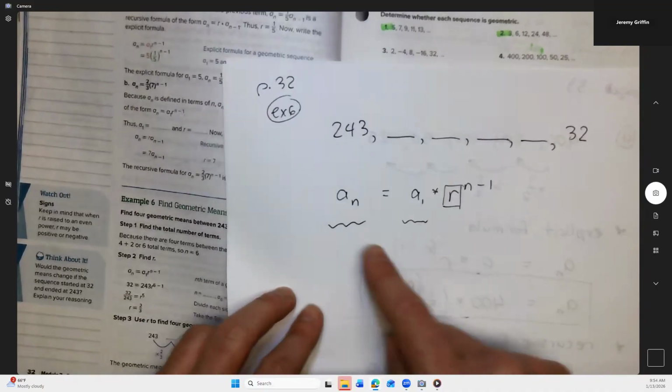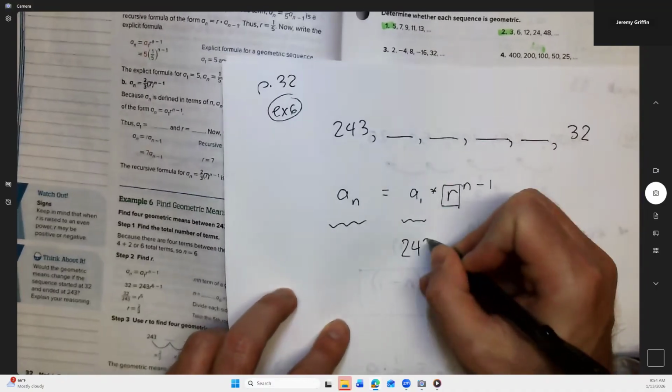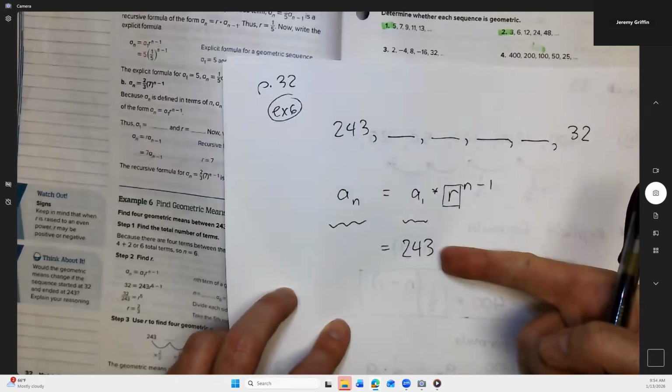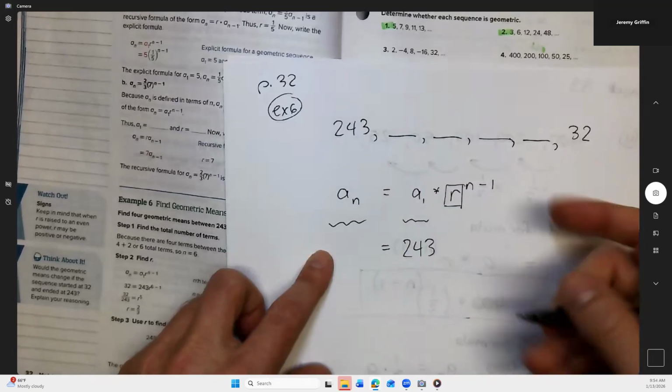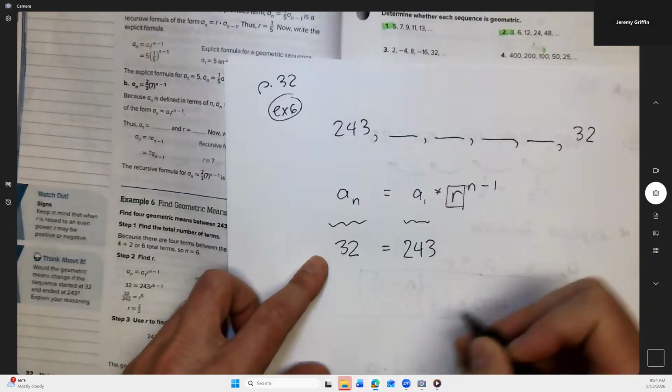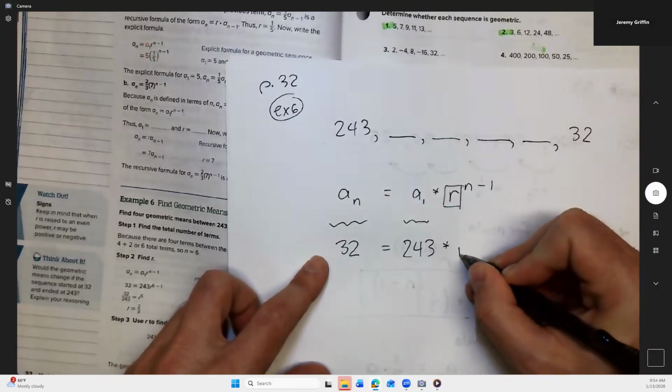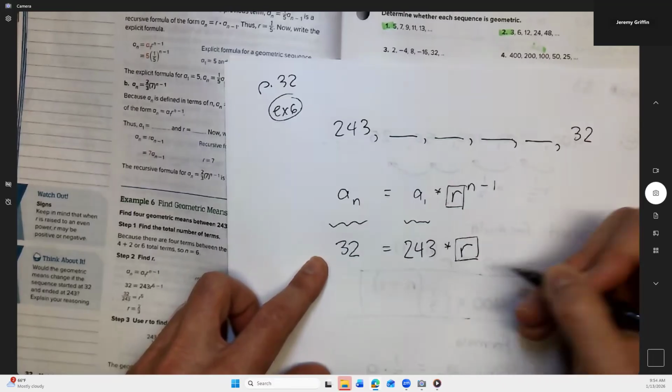Here goes 243. Isn't A1 equal to 243? Yeah, and then this would be 32. Now, we don't know what the common ratio is yet. I mean, it is solvable. We're working towards it.